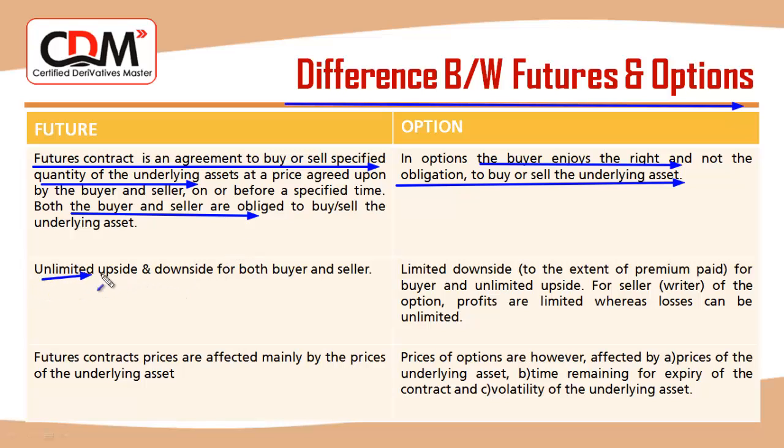In future, there is unlimited profit and loss. There are unlimited chances of loss and also unlimited chances of profit. But in option, there is a very limited chance of loss, because the only loss he can bear is the amount of premium he has paid to obtain his position in the contract. So that is the main difference between future and options.